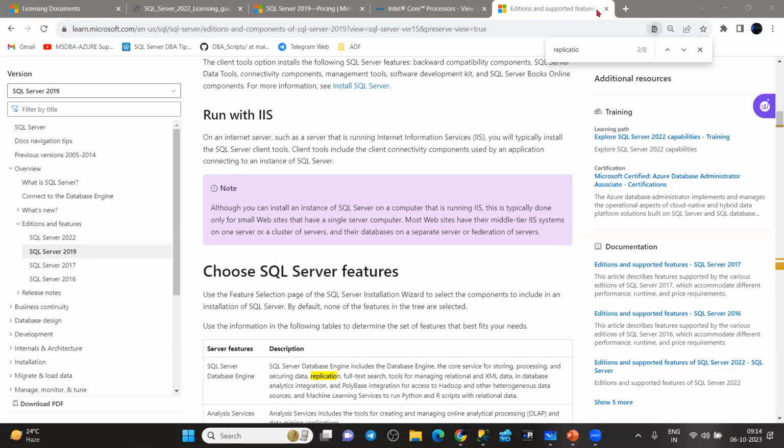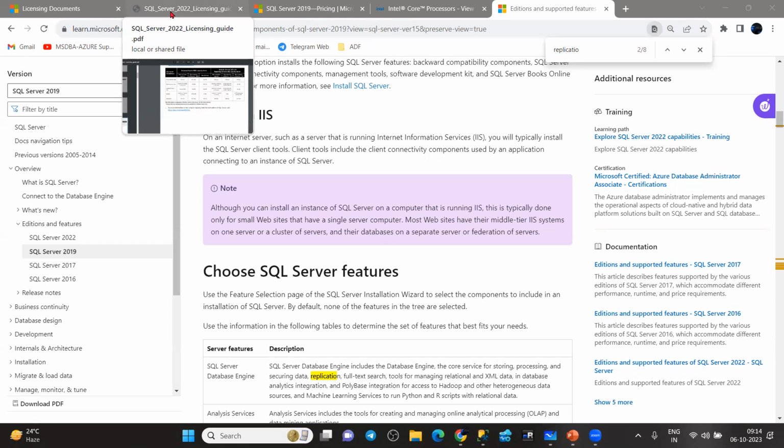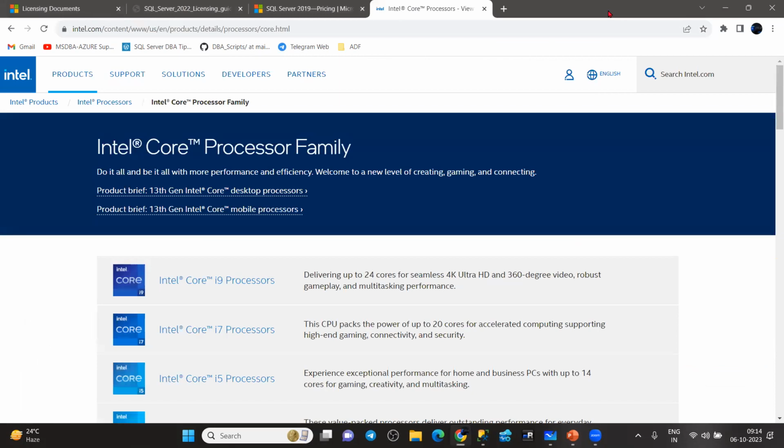Now, this is about the SQL license. Before I go and discuss the license, everyone is waiting for it, most of the people are waiting for it. So before I discuss the license, here is a basic license intro.